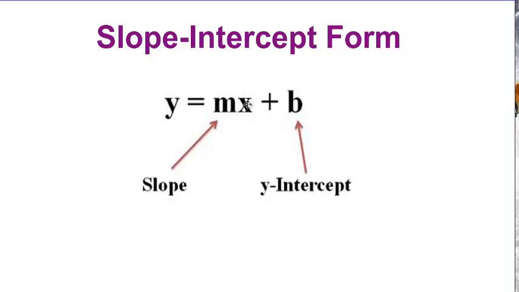Y and x simply represent variables. They will just always be written as y or x, meaning either the input or the output. M is our slope. It tells us how we move from point to point. And b is our y-intercept. It tells us where to start on our graph.